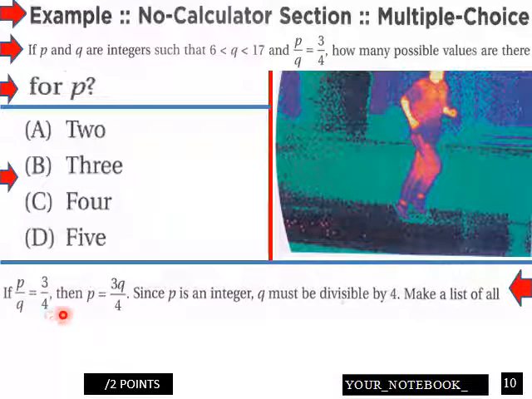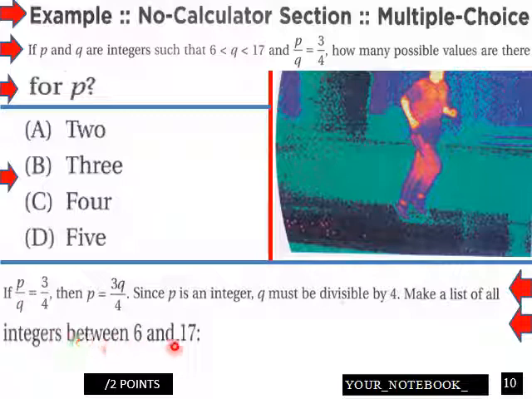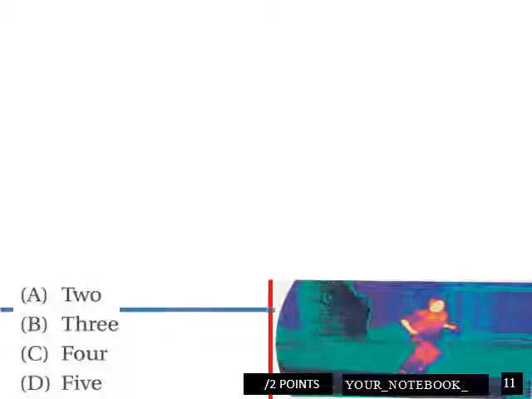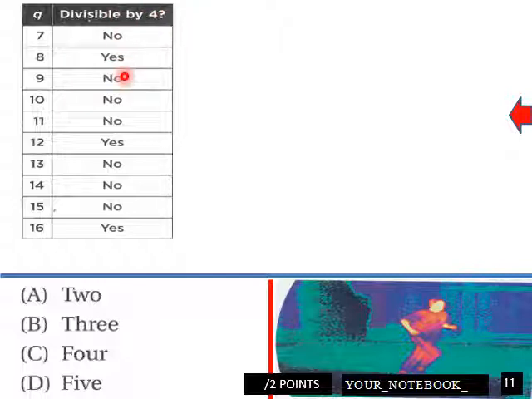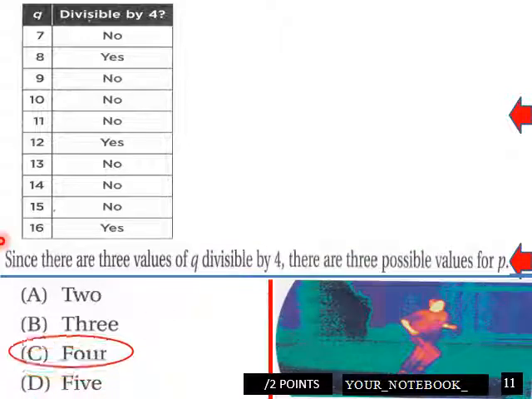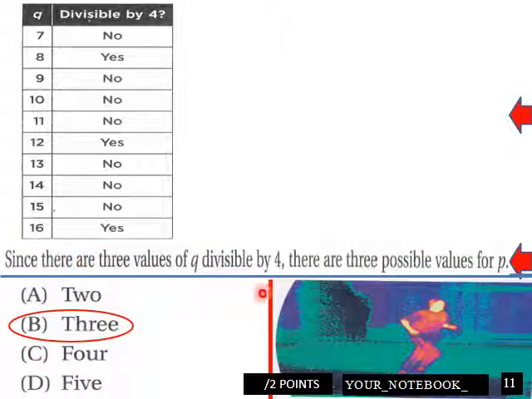If p over q equals 3 over 4, then p equals 3q over 4. Since p is an integer, q must be divisible by 4. Make a list of all the integers between 6 and 17 here. So we have these here. Divisible by 4. Then we have our list here of yes, no, yes. 7 and 16. Since there are 3 values of q divisible by 4, there are 3 possible values of p. That would be one way that you could do it, is by making a table here.